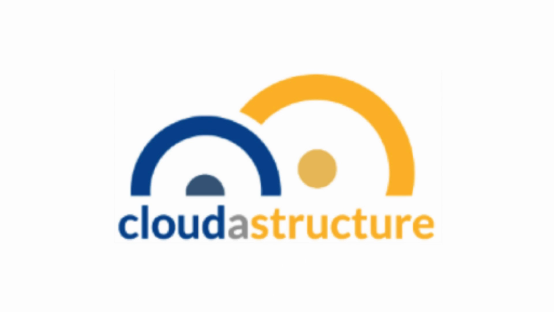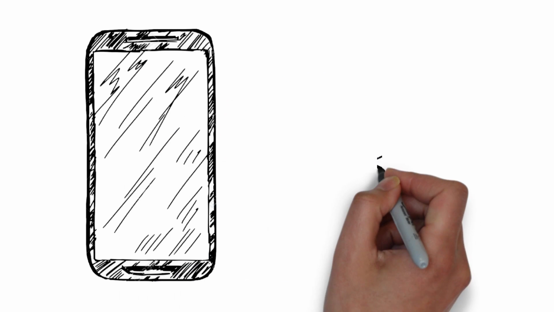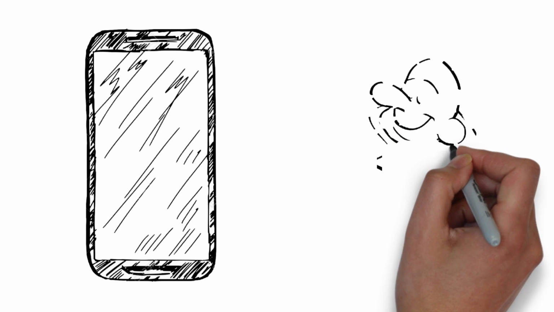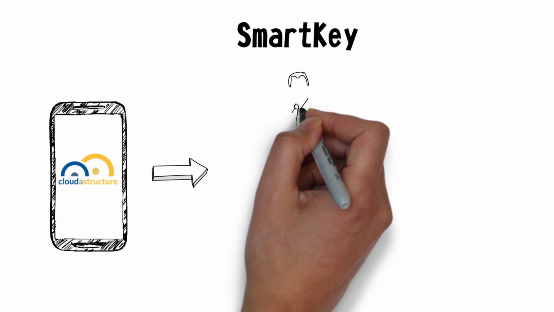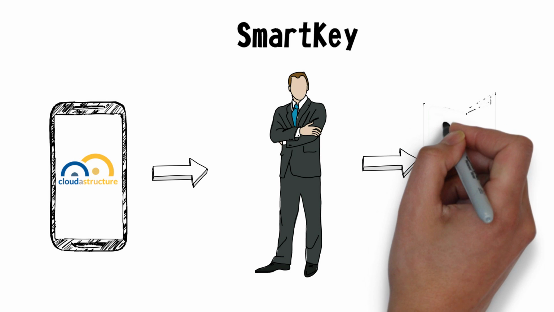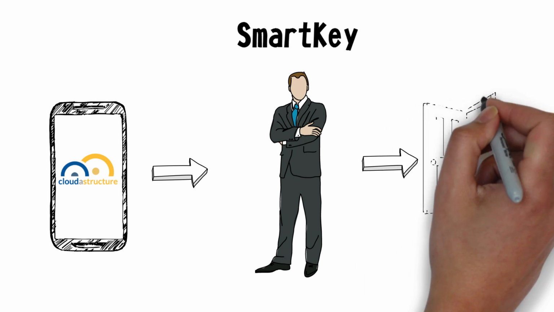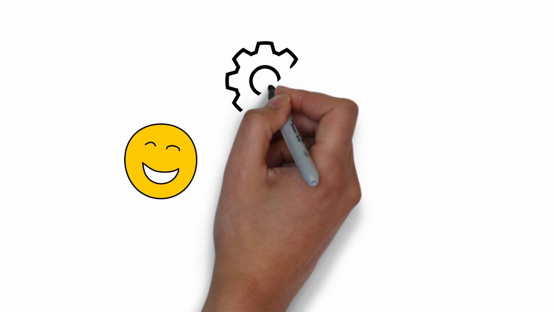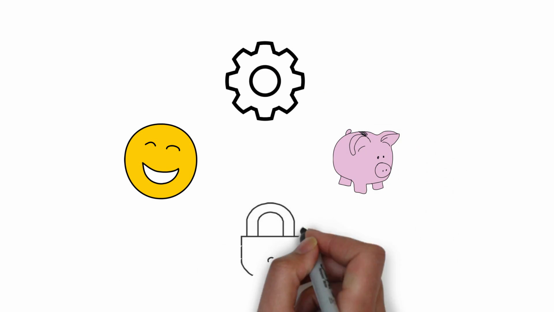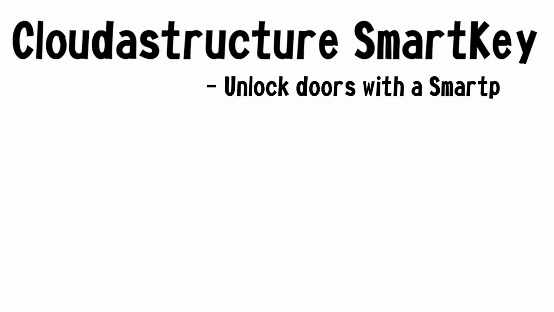With Cloudastructure SmartKey, you can take care of all this on your smartphone while sipping coffee at your home. SmartKey is the new mobile-based access control solution that gives you the power to provide access to the right person for the right door remotely. Not only is this convenient, it's also easy to configure, cost-effective, secure, and reliable. SmartKey is the smartest way to unlock doors.